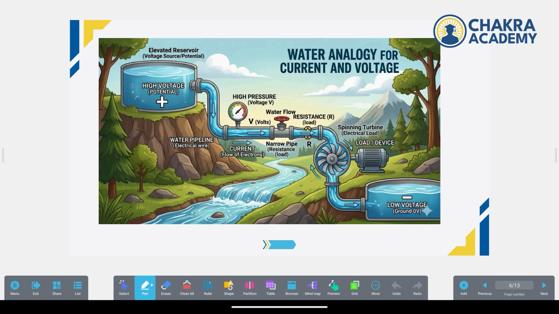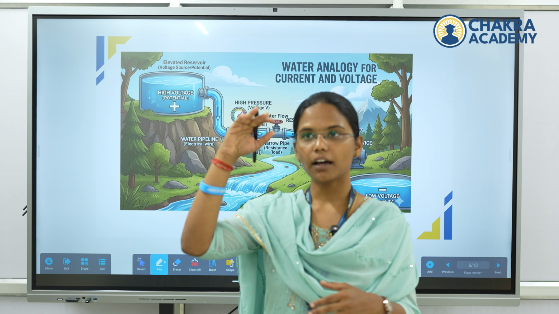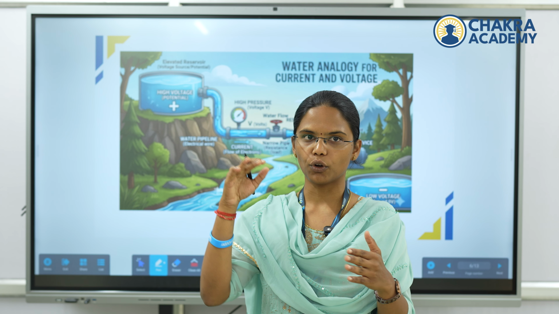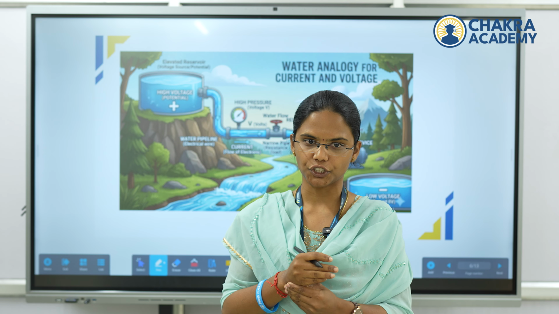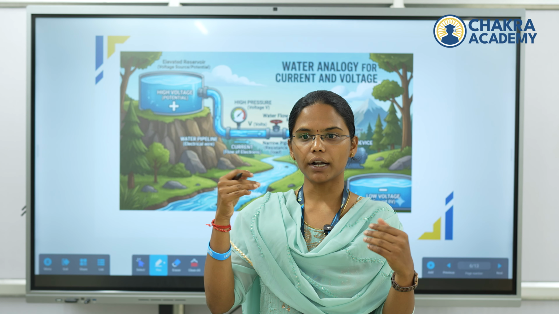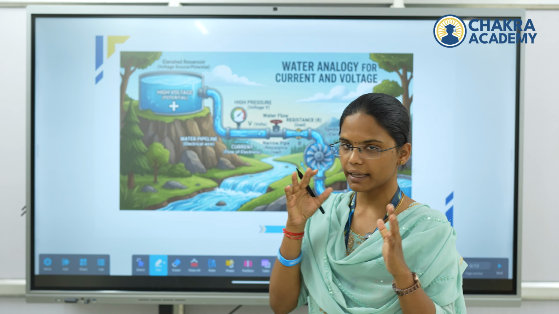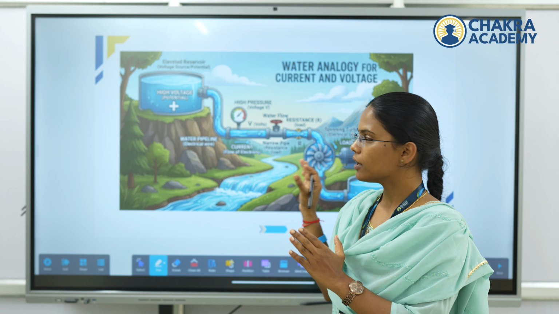We are all familiar with the water tank, right? In all our households we have water tanks, mostly seen on the terrace, on the top floor. Why? Because to maintain the pressure. When the pressure is high, the water will flow very easily. Take that same analogy and apply it here.